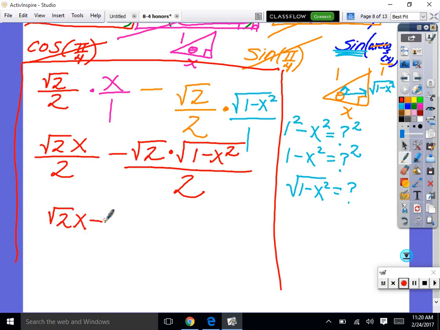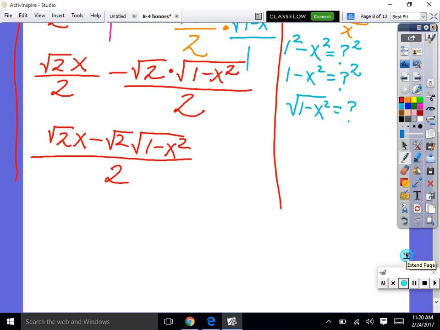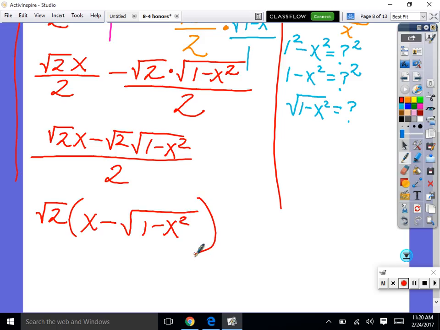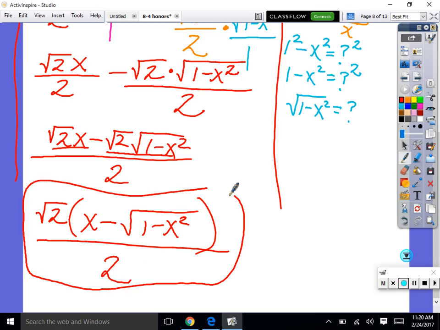So root 2x minus root 2 root 1 minus x squared all over 2. I'm almost going to opt for factoring out root 2. So that is root 2 parentheses x minus the root of 1 minus x squared. I factored out root 2 on top. So then left in this term was x, and left in this term was root 1 minus x squared, and that's all over 2. So that one was a lot to think about. I knew it was.